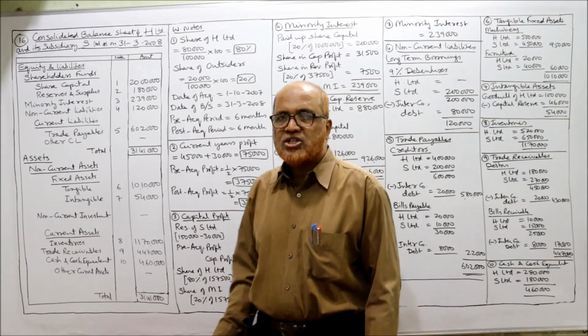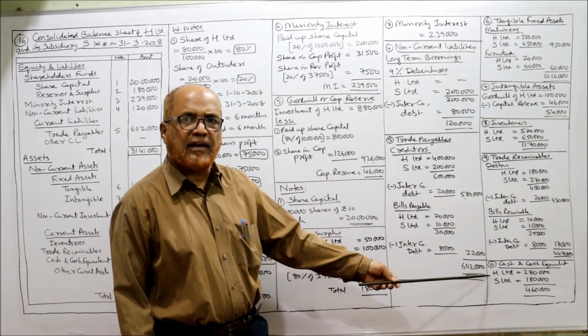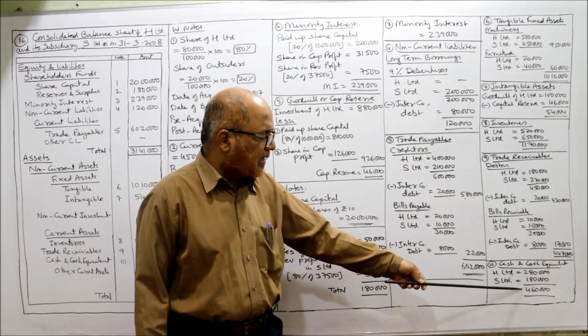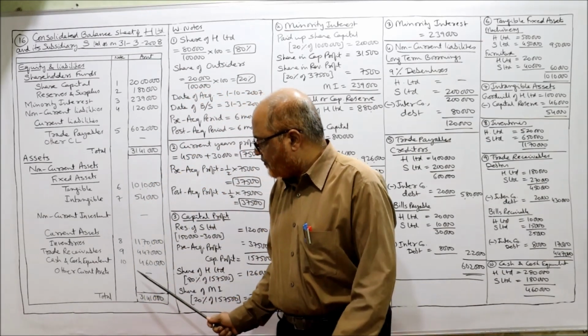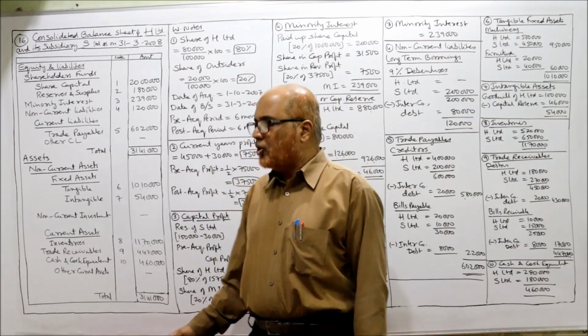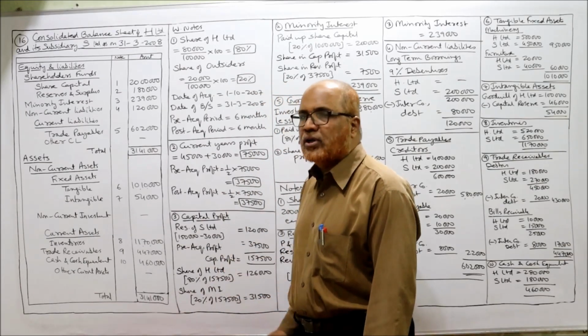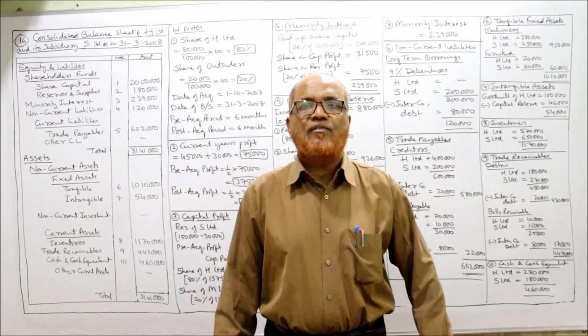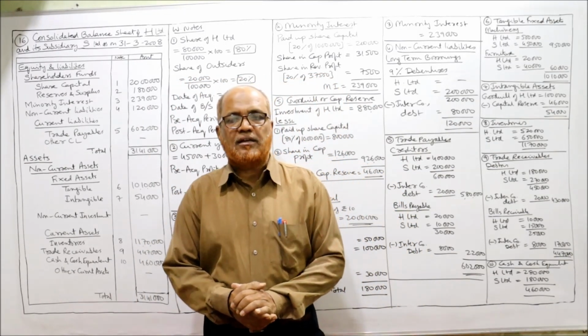Next one is cash and cash equivalent, last and final item. The bank balance of H Limited and S Limited both added together 4,60,000. That's all. Your balance sheet is tallied, 31,41,000 tallied. Over. So this is the end of problem number 16.